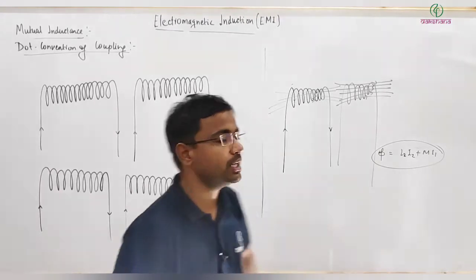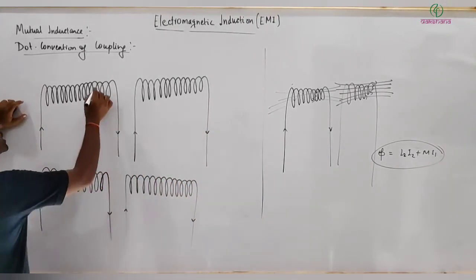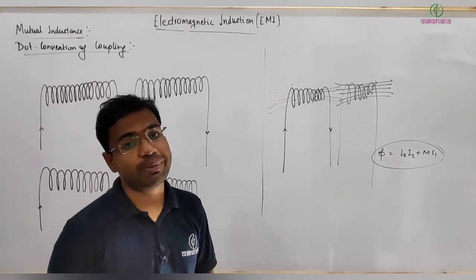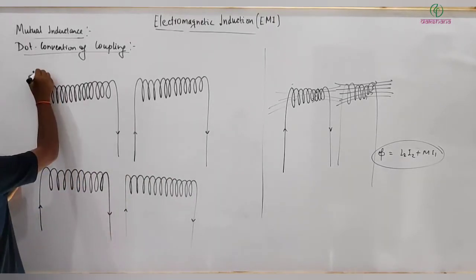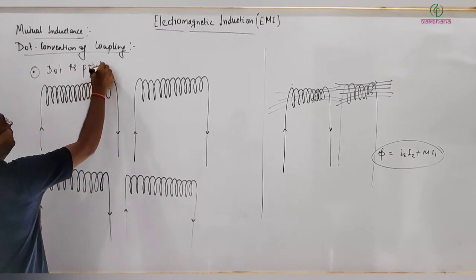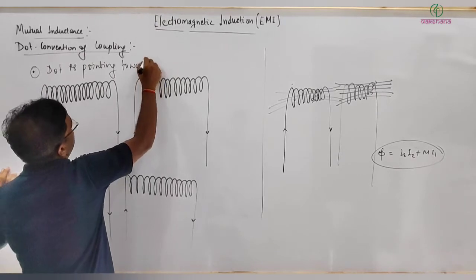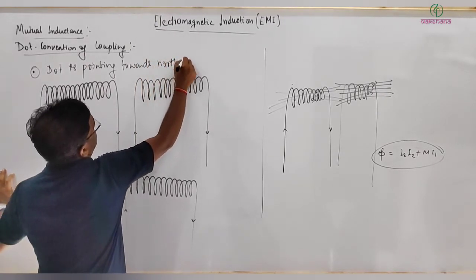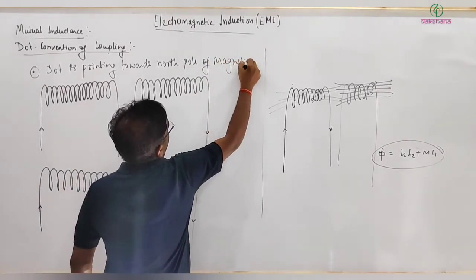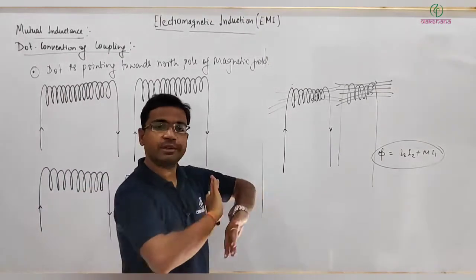So what is that convention? The convention simply says that whenever we have one coil, wherever the dot is placed, that is considered as the north pole of the magnetic field. So the dot basically is pointing towards the north pole of the magnetic field. So in this situation, this problem will be simply resolved.